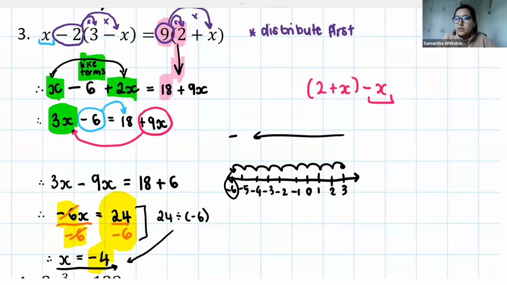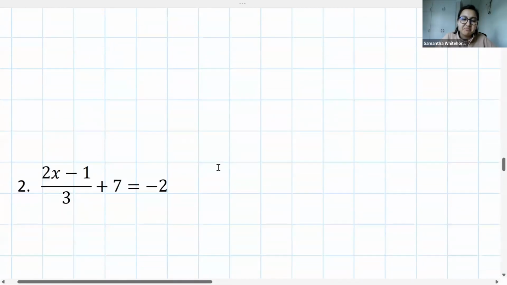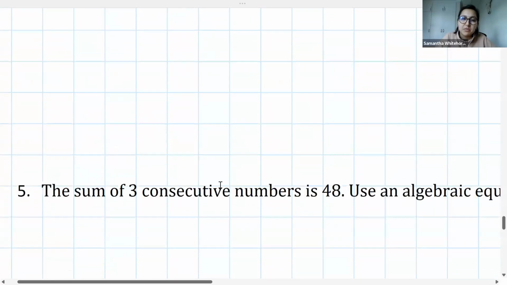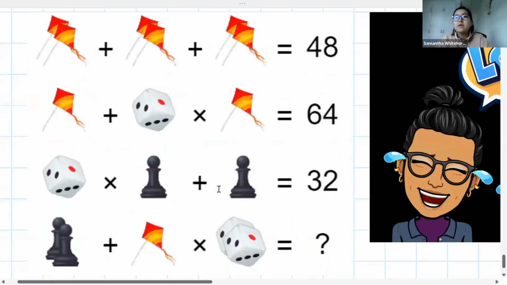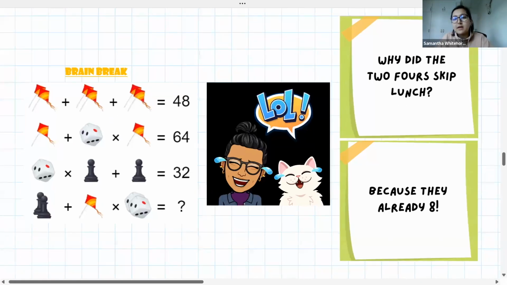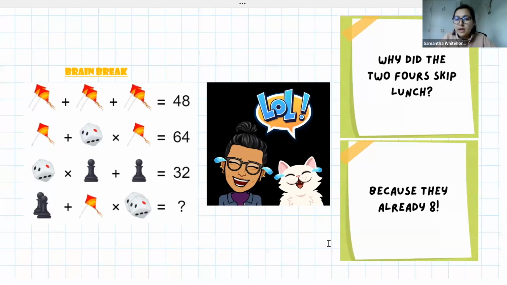All right, grade 8, you've done really nicely. I think it's time for a little brain break before we move on to our next couple of examples. So, my brain break somewhere. There is one, I'm sure. Right. Okay, brain break. You guys know how this works.